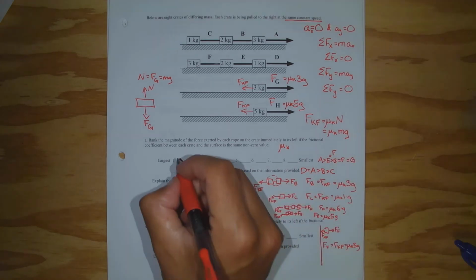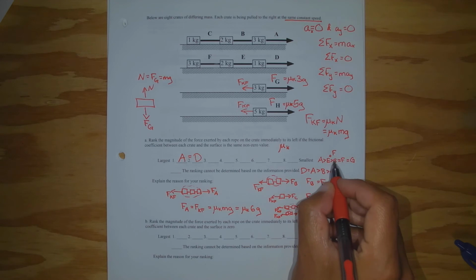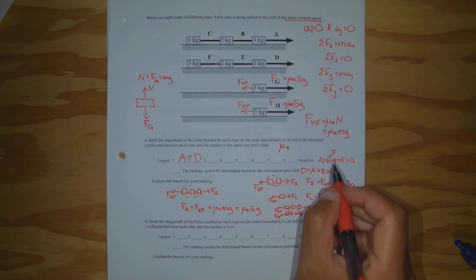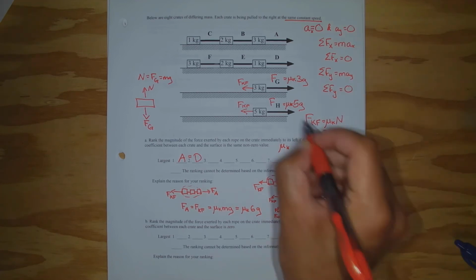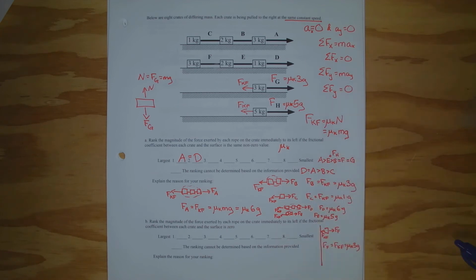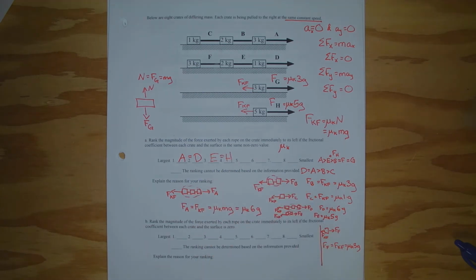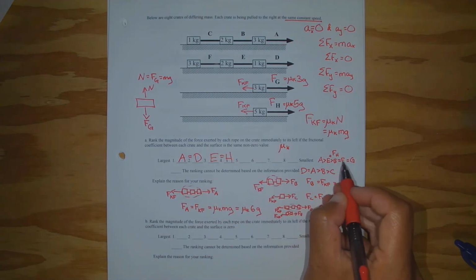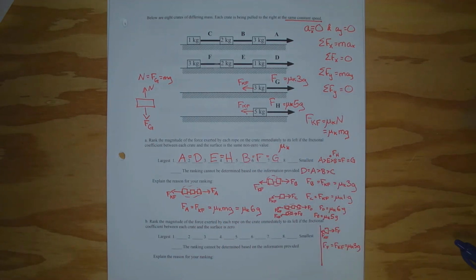So finally, A and D were equal to each other, so A is equal to D. That's greater than E and F. That's supposed to be an H. This one's H. This was force H. Okay, so E and H are equal to each other. And then B and F and G are all equal. So B is equal to F is equal to G. And then C.